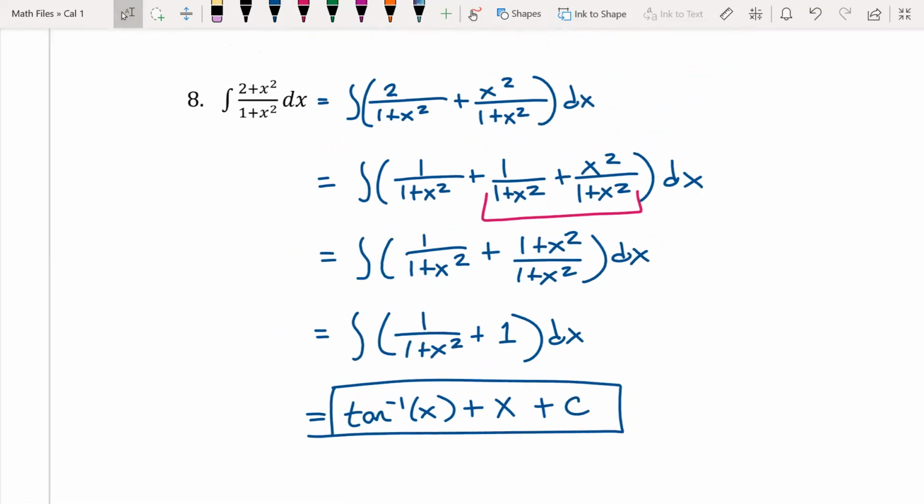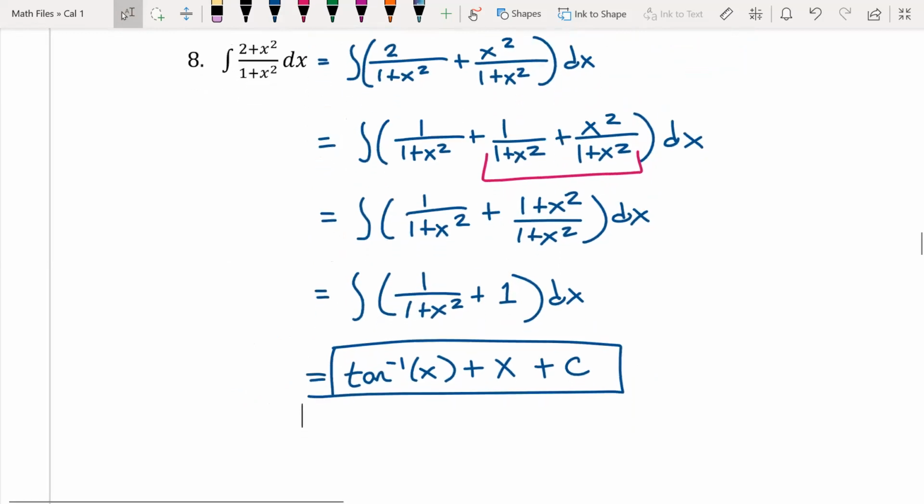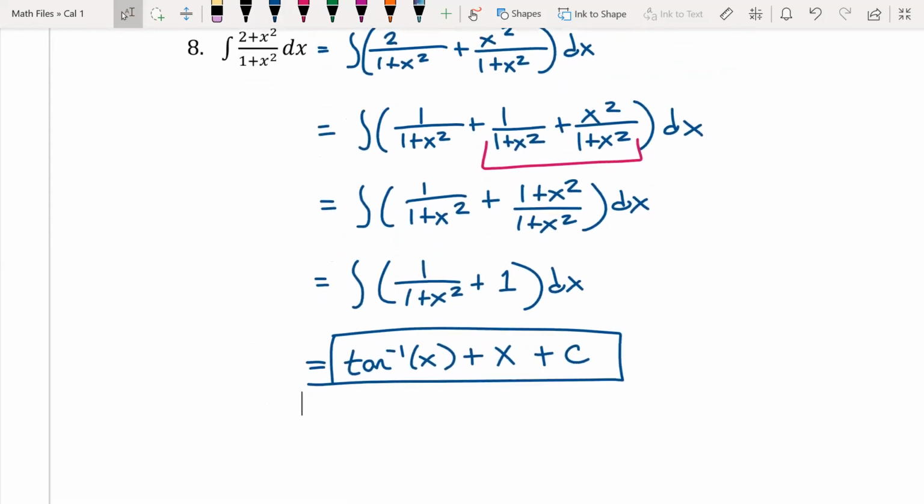That was fun. Okay. So just a little manipulation before we even find the antiderivative.